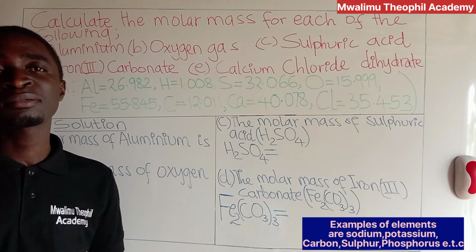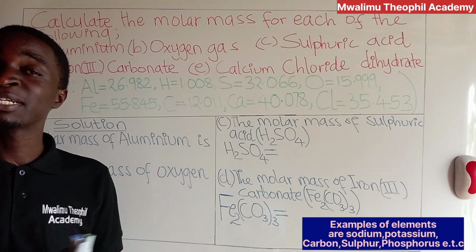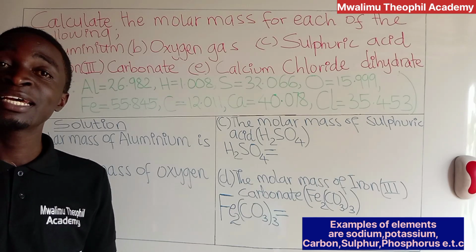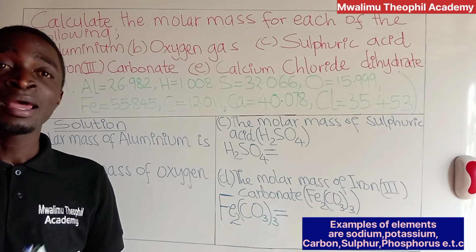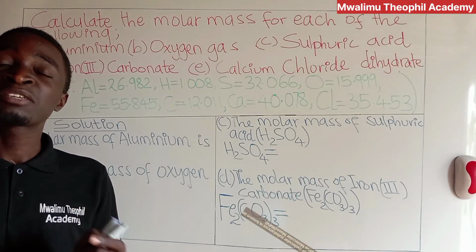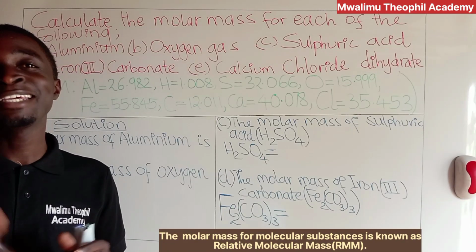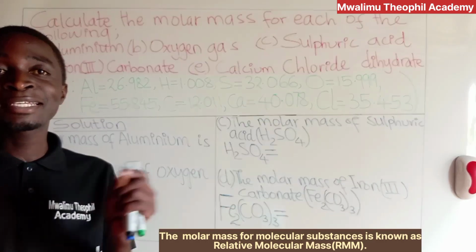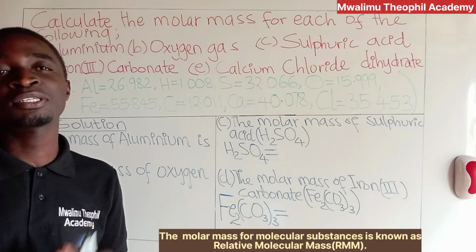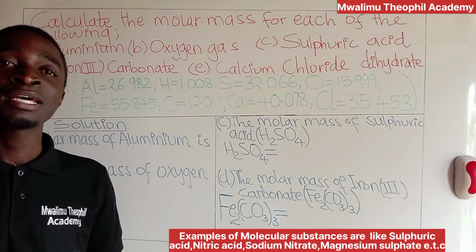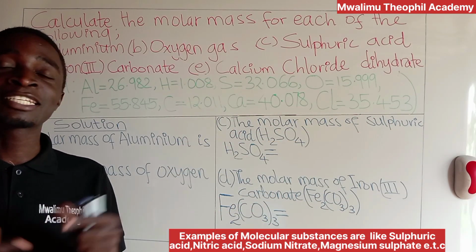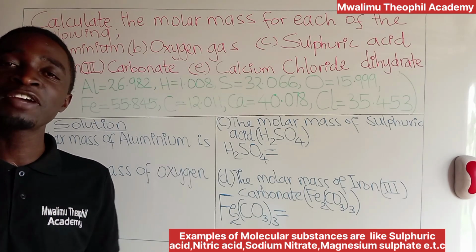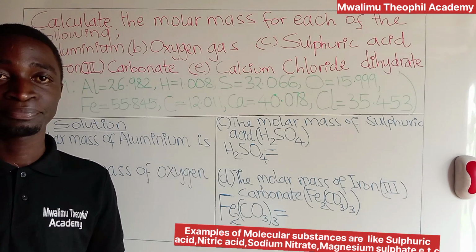Examples of elements are like sodium, potassium, carbon, sulfur, phosphorus, etc. And the molar mass for the molecular substances is known as relative molecular mass. Examples of the molecular substances are like sulfuric acid, nitric acid, sodium nitrate, magnesium sulfate, etc.